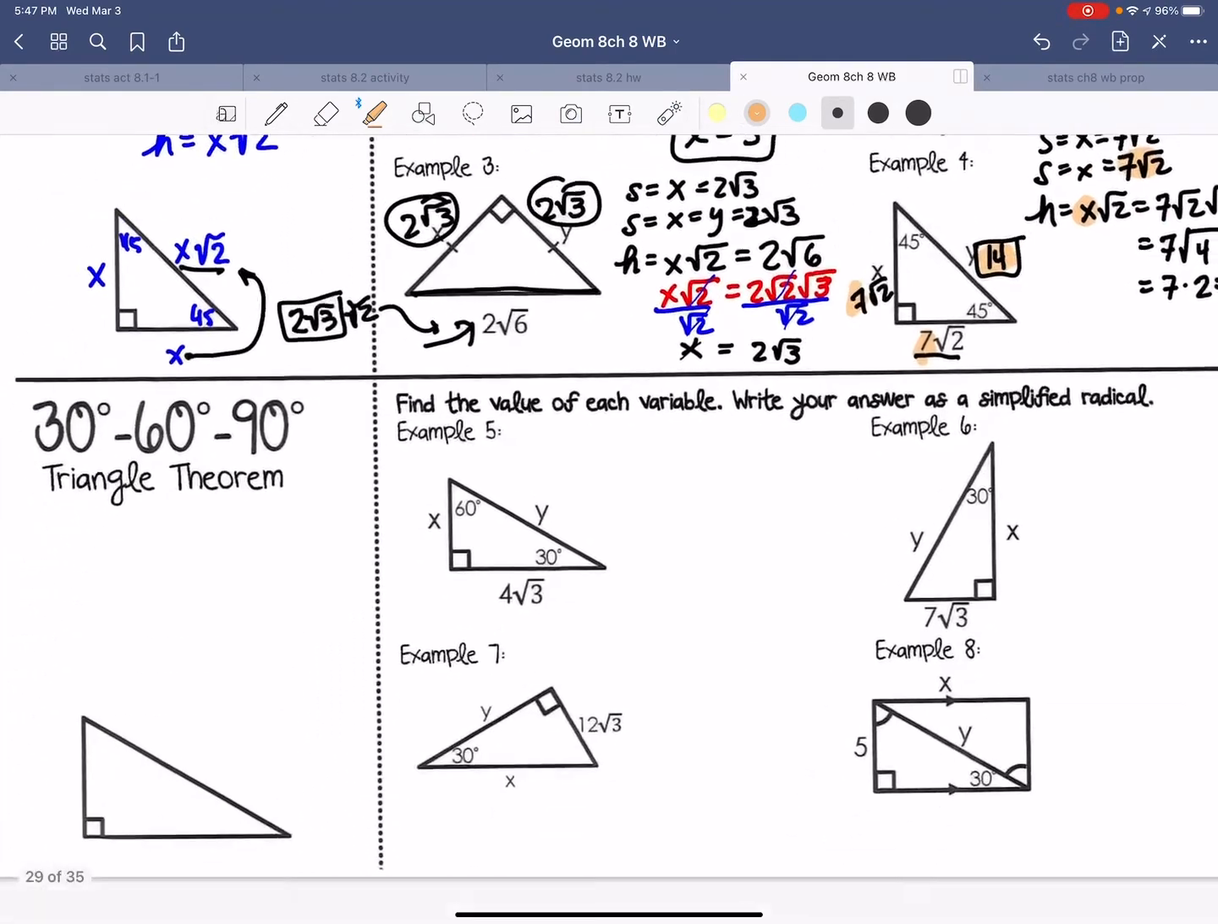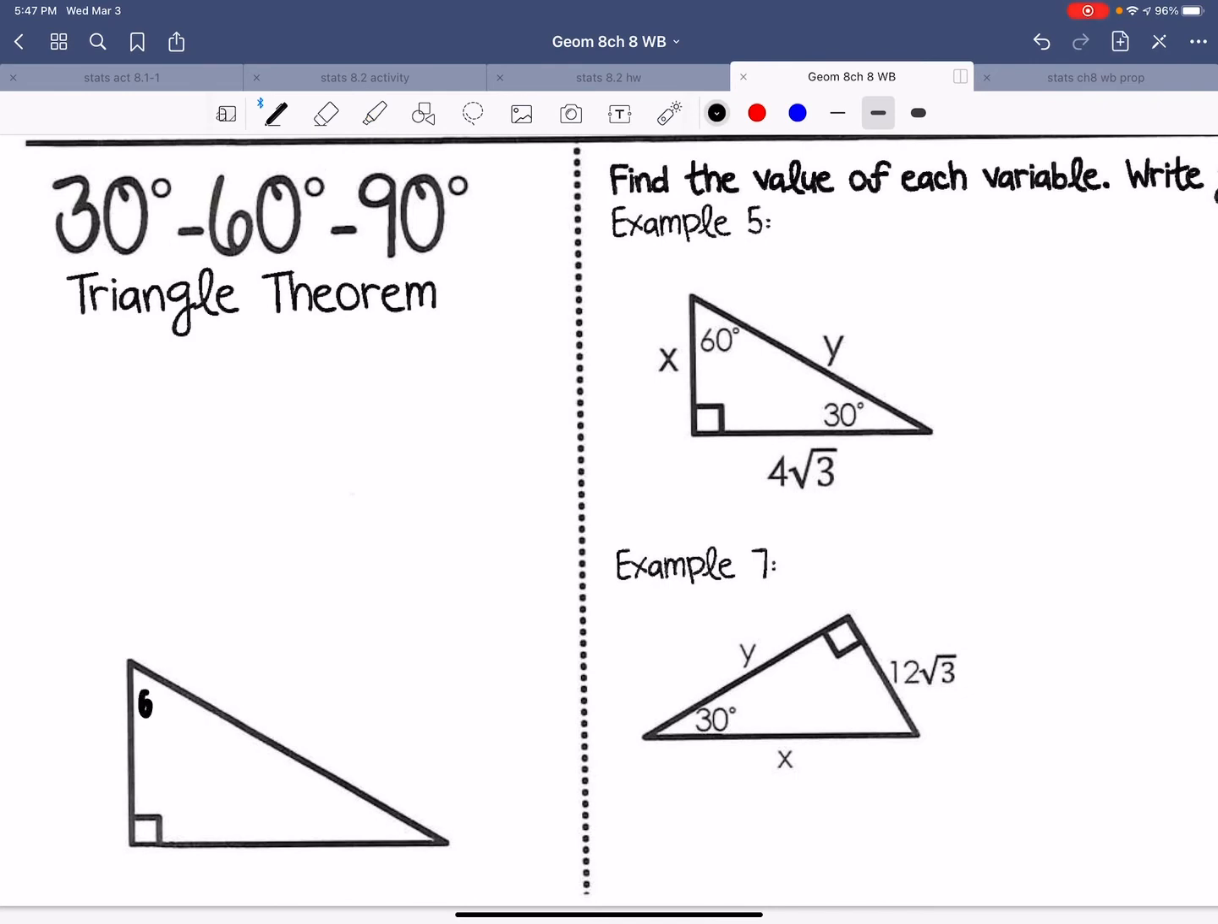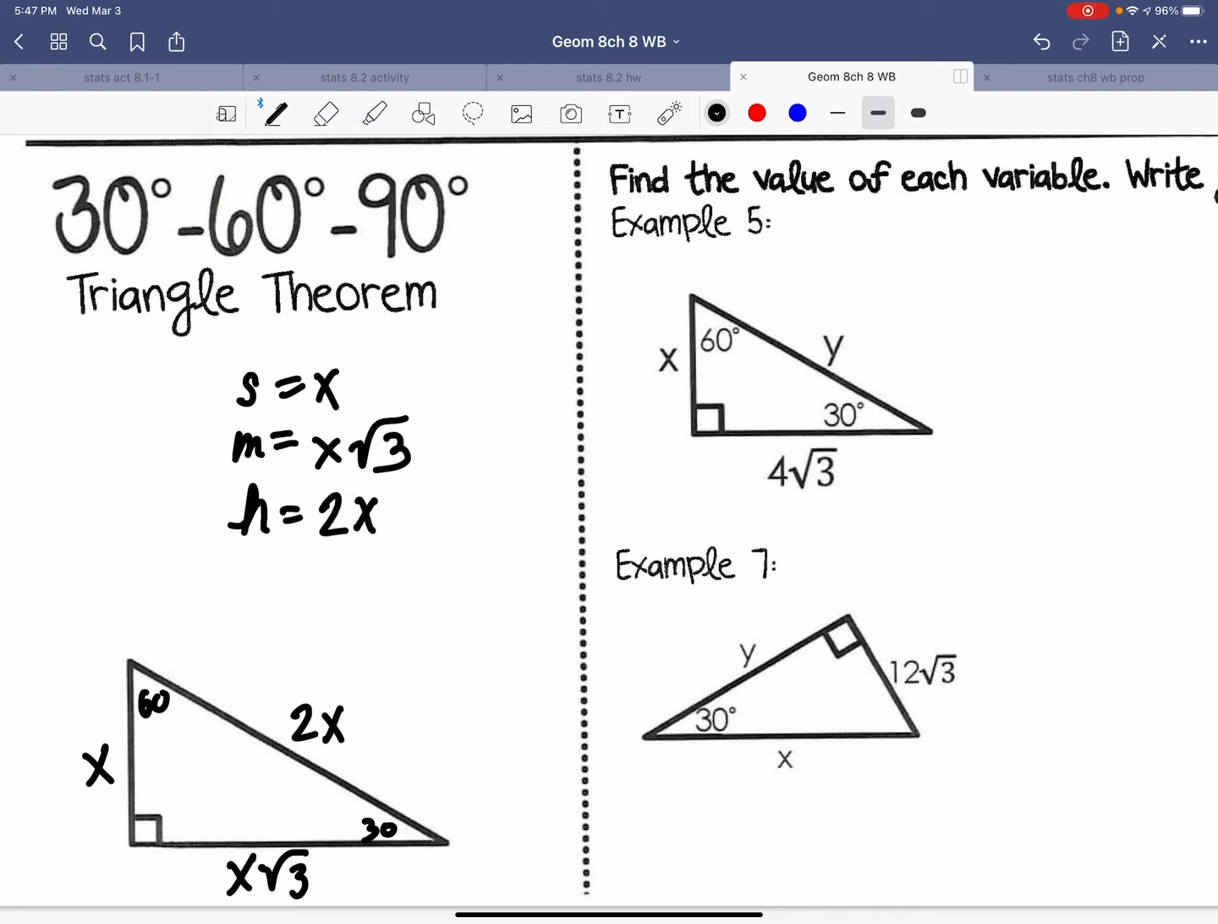Okay, now how are things the same or different with our equilateral triangle cut in half? So again, if this side is x, this is twice as big. So we have a small side. If we call the small side x, the medium side ends up being x times the square root of 3, and the hypotenuse equals 2 times x. So using this formula, the small side is x. The medium is x times the square root of 3.